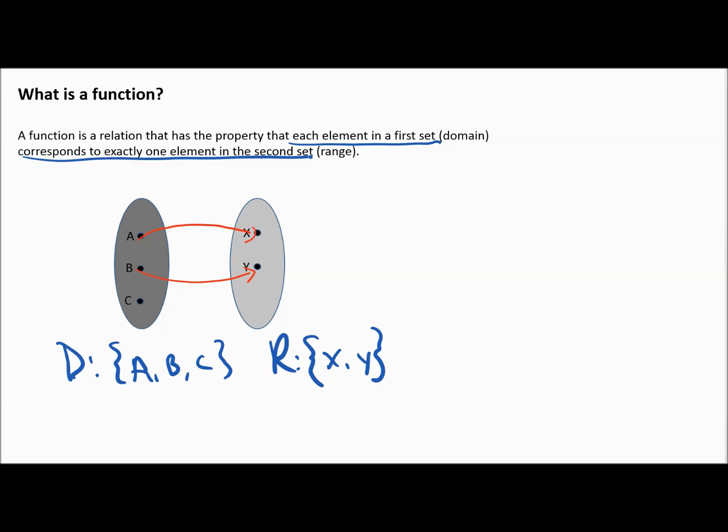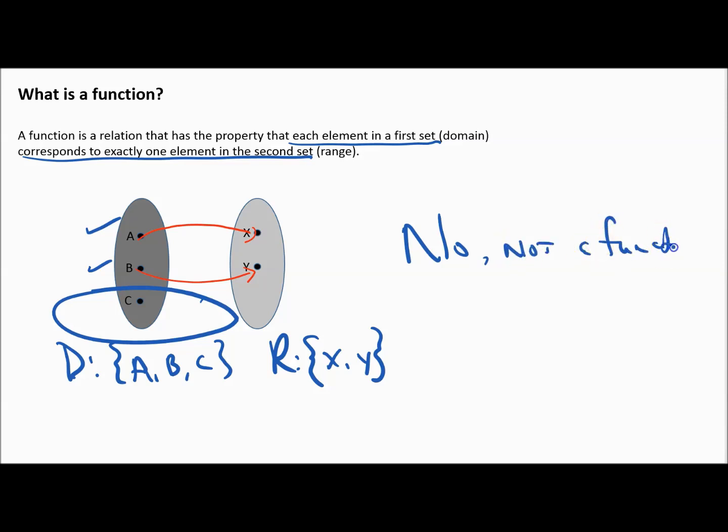Okay, so let's check out each element again. A corresponds to only one answer, X, so we're good there. B corresponds to only one answer, Y, so we're good there. But C doesn't correspond to anything, which means no, not a function. Now, if you had to explain why, we just did, right? C does not have an answer. More specifically, C does not correspond to anything in the second set.